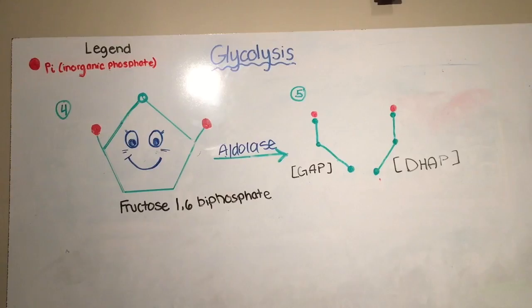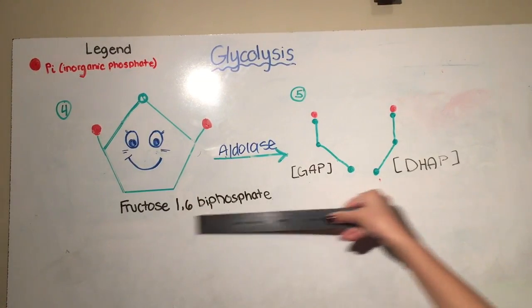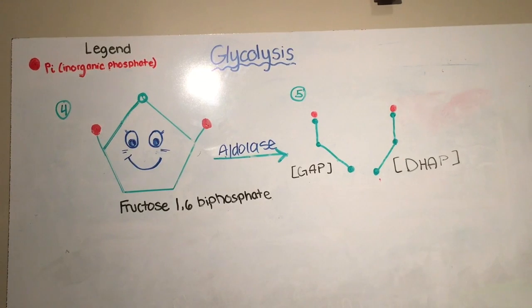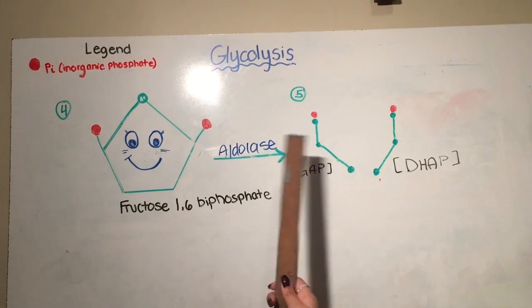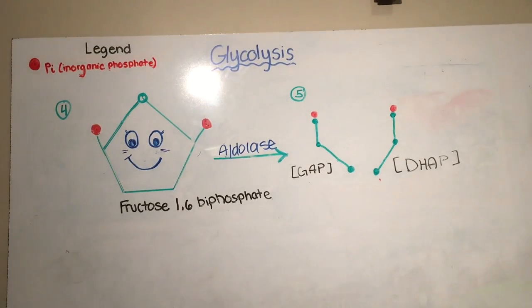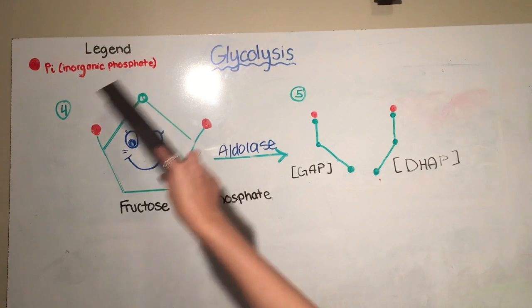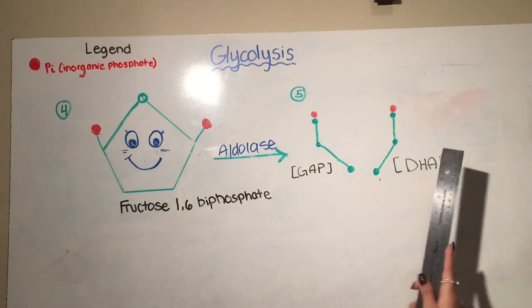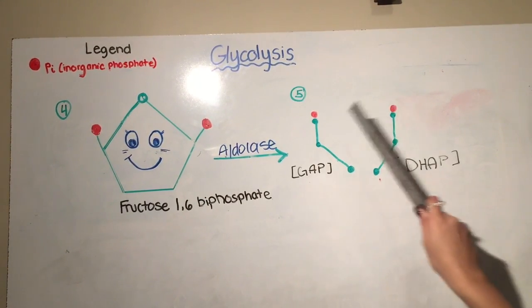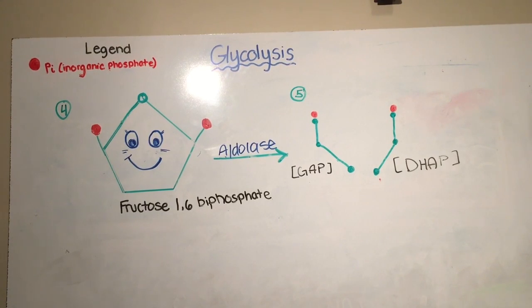So step 4 to step 5 is to get fructose 1,6-bisphosphate into GAP and DHAP. This happens through the enzyme aldolase. Basically, this enzyme breaks down the fructose molecule into 3-carbon molecules with the phosphate group attached to them. Notice how they're both on opposite sides; we do not want DHAP, we want GAP, but that happens in the next step.